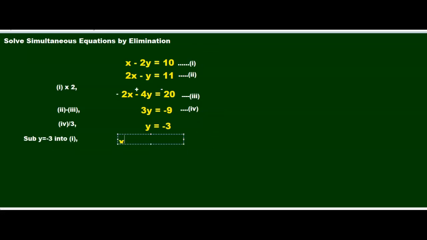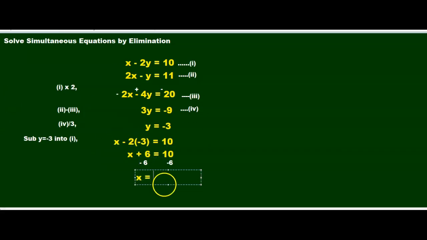Equation 1 is x minus 2. Your y now became negative 3 equals 10. Simplify, so we have x plus 6 equals 10. Minus 6 on both sides, and I'm left with x equals 4. So your y equals negative 3 and your x equals 4.